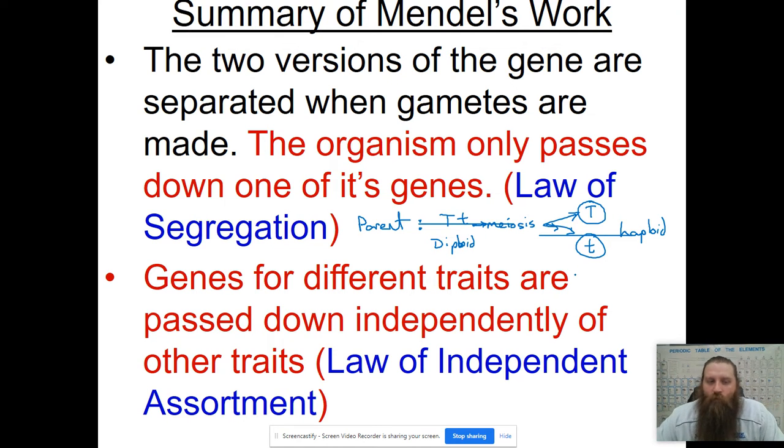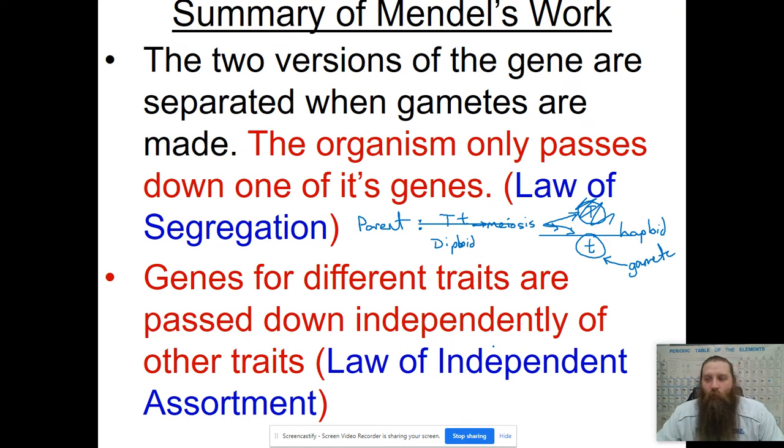So the law of segregation tells us that the parent can only pass down one. If this gamete is the one that gets fertilized, we've drawn an egg here, then that means that this gamete doesn't. So the only gene that gets passed on is that little t. So the law of segregation tells us that organisms only pass down one of its genes.